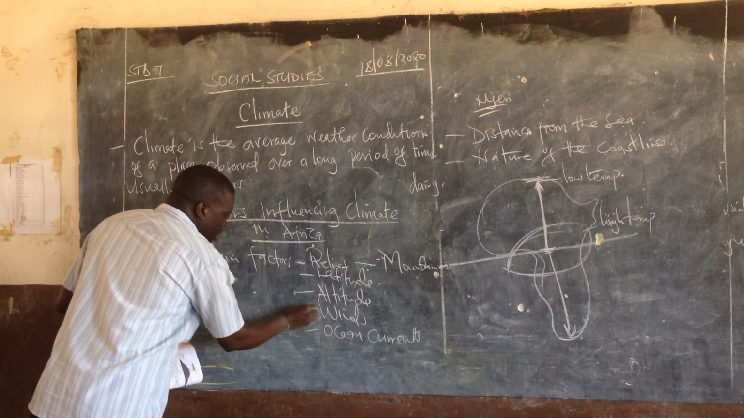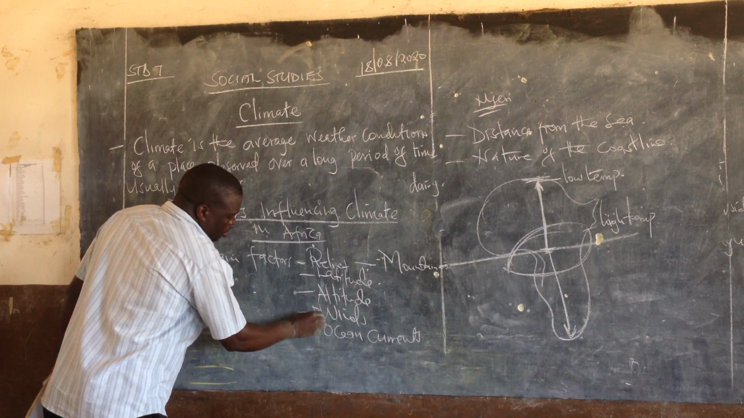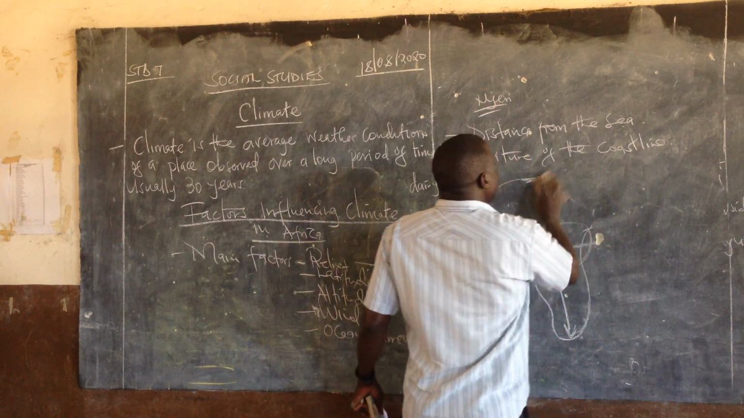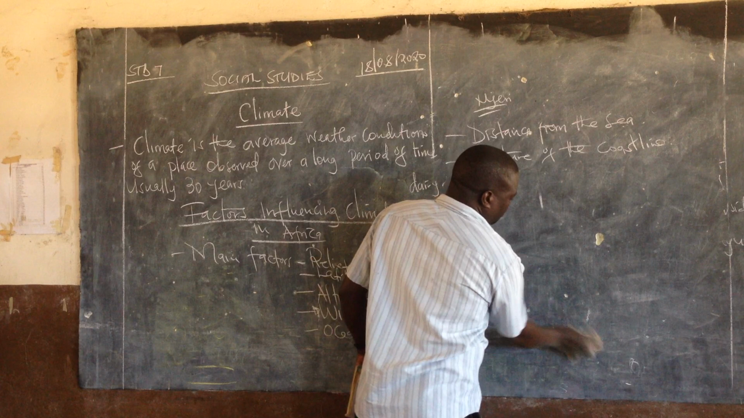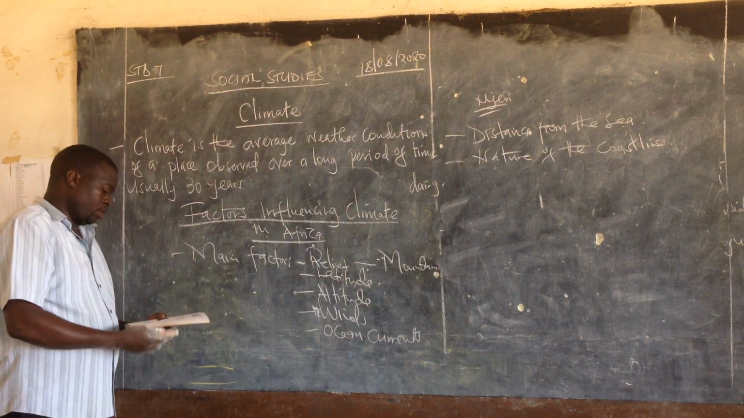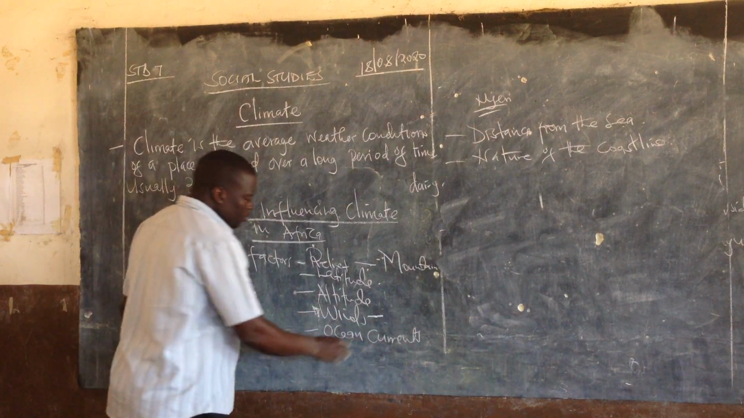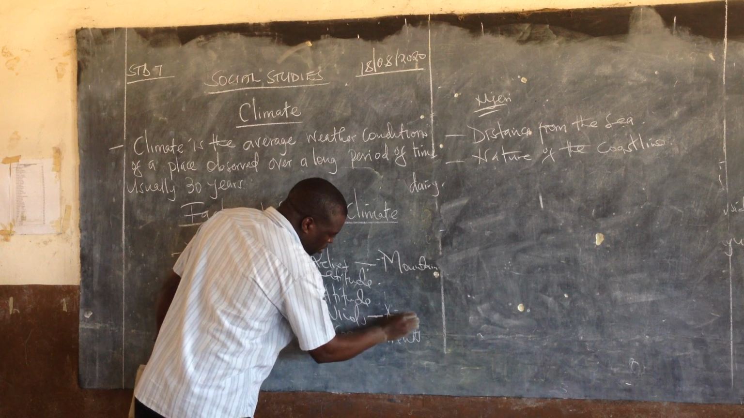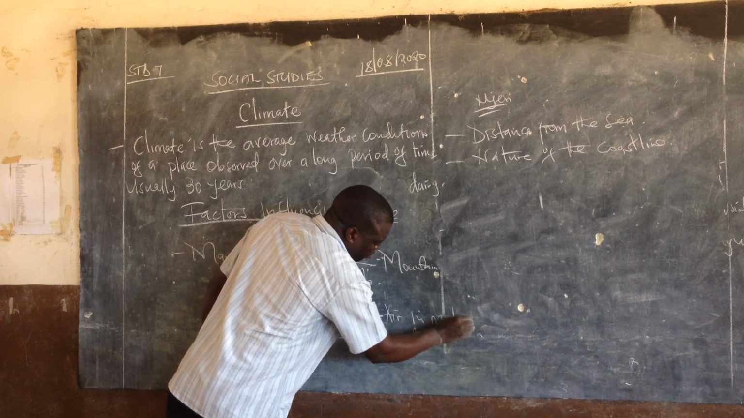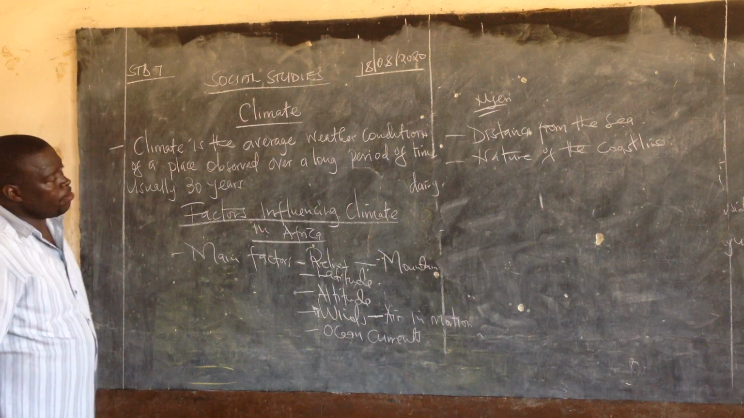Our next factor is the winds. I'm not going to talk about all the factors. We're going to stop at factor number 3. How do the winds affect the climate of an area or a place? We say that wind is moving air, air in motion. So winds are named according to the direction they blow from.